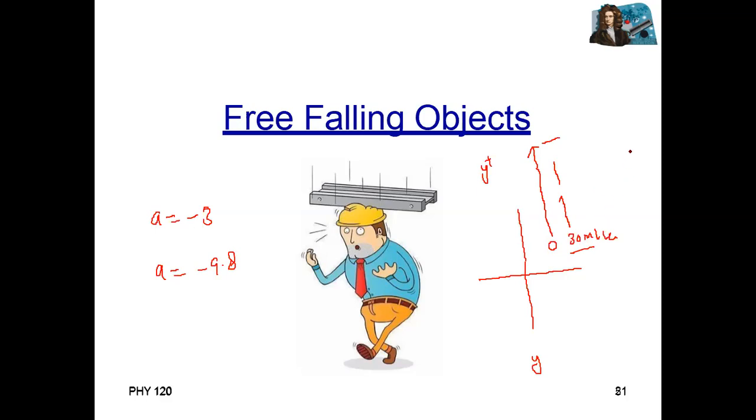Let's suppose acceleration is 10. That means every second the speed will decrease by 10. First it is 30, after 1 second it will be 20 meters per second, after 2 seconds it will be 10 meters per second, and after 3 seconds it will be 0. At the maximum point the body completely stops and again starts moving toward the center of the earth. So it was 0, after 1 second it becomes 10, after 2 seconds 20, and at the same position again it becomes 30 meters per second.